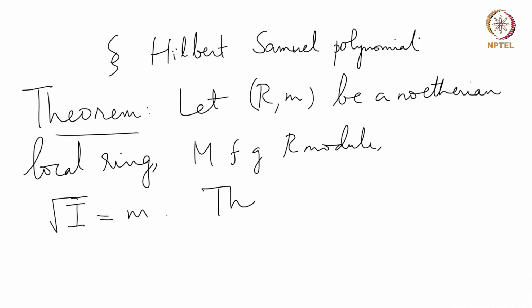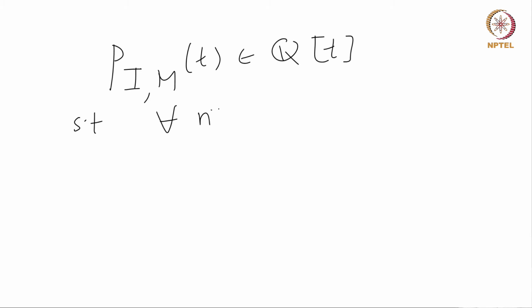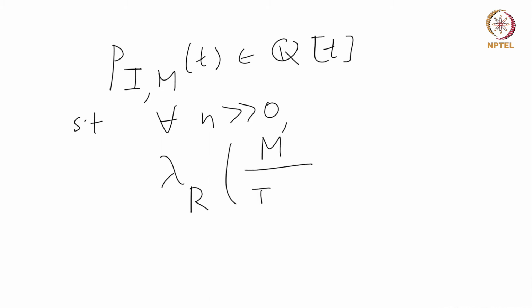Okay. Then there exists a polynomial P, which depends on I and of course on M, in t with rational values, such that for all n sufficiently large, the length as an R module of M mod I to the n plus 1 M is given by this polynomial.